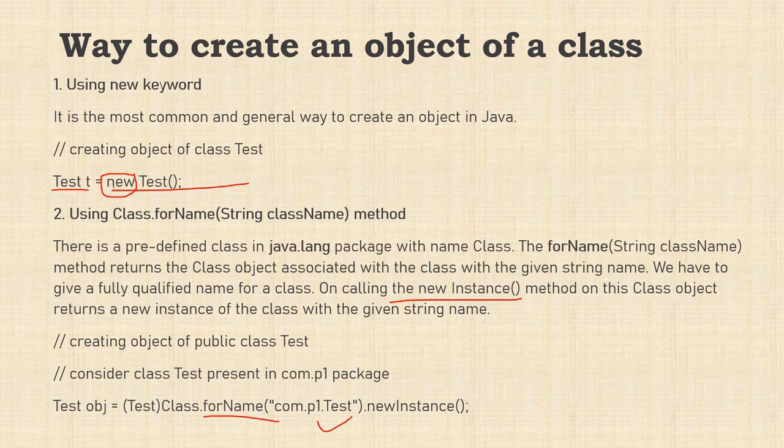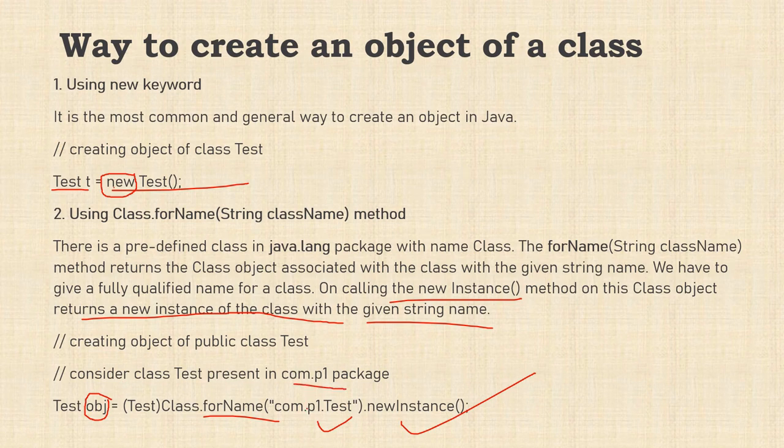We have the package and newInstance. Like this we can create an object of any class. It will return a new instance of the class with the given string name. So this will be the object of Test. And we can create it like Class.forName, considering class Test is present in the com.p1 package.